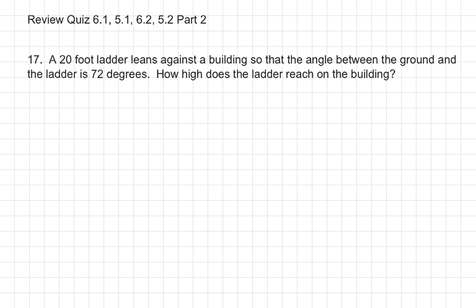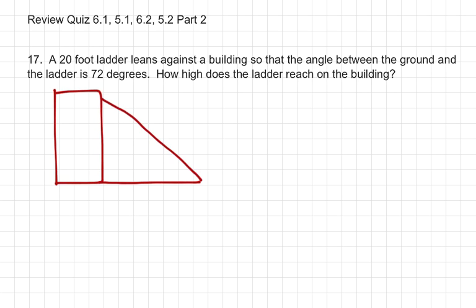I'm going to draw a picture. So here's my building. And then here's the ladder. The ladder is 20 feet long, so 20 feet goes right here. The ground, we normally say, makes a right angle with the building. The angle between the ground and the ladder is 72 degrees. We want to find out how high up the building the ladder goes.